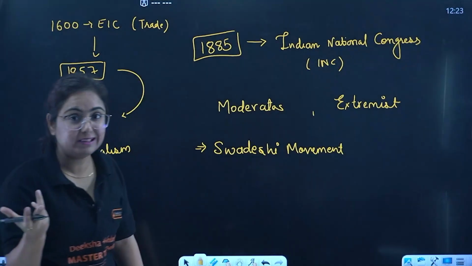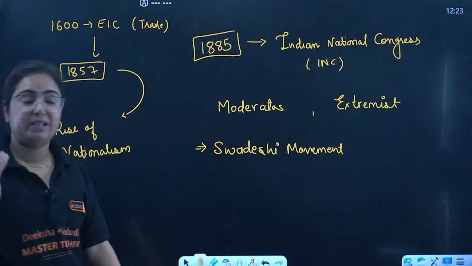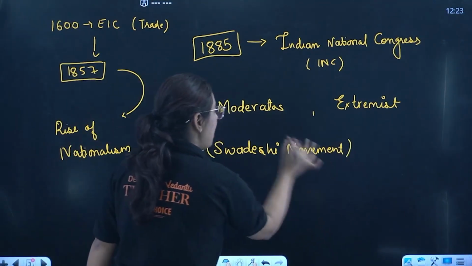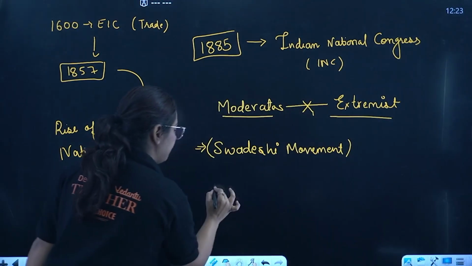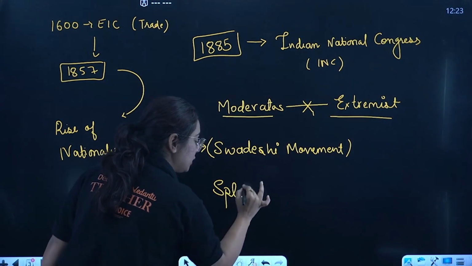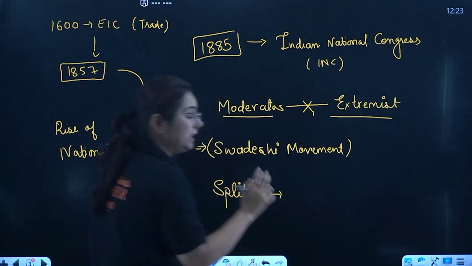But what happened in this? Something big happened: the ideologies of these moderates and extremists did not match, because of which we have seen a split in the Congress. The Congress was divided into two parts.